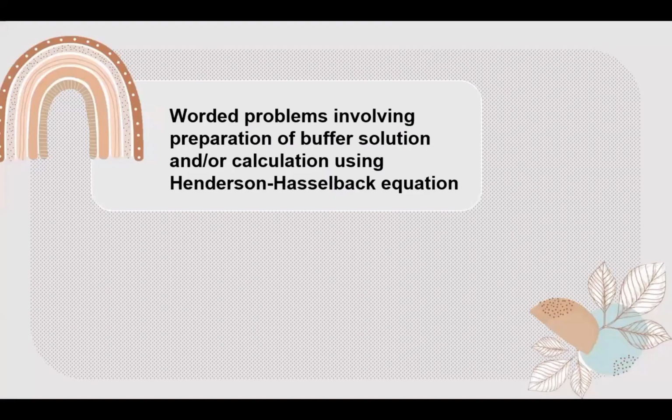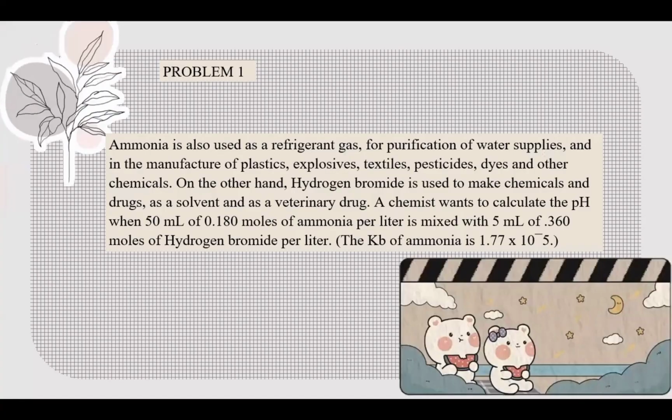Next, worded problems involving preparation of buffer solution and/or calculation using the Henderson-Hasselbalch equation. Problem 1. Ammonia is also used as a refrigerant gas, for purification of water supplies, and in the manufacture of plastics, explosives, textiles, pesticides, dyes, and other chemicals. On the other hand, hydrogen bromide is used to make chemicals and drugs, as a solvent, and as a veterinary drug.